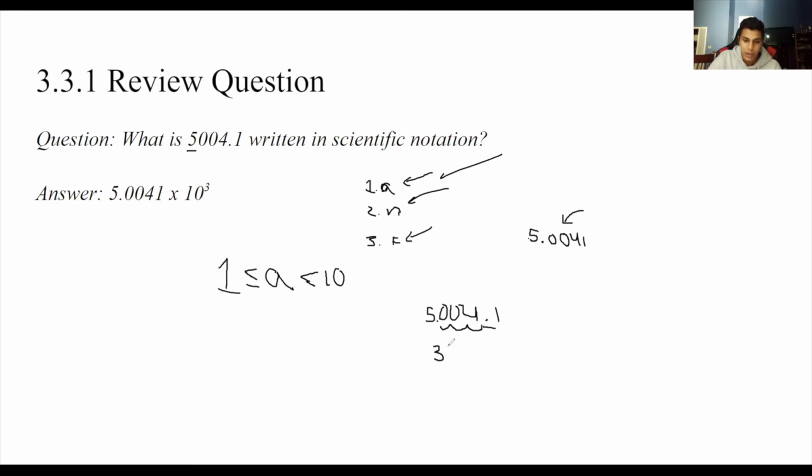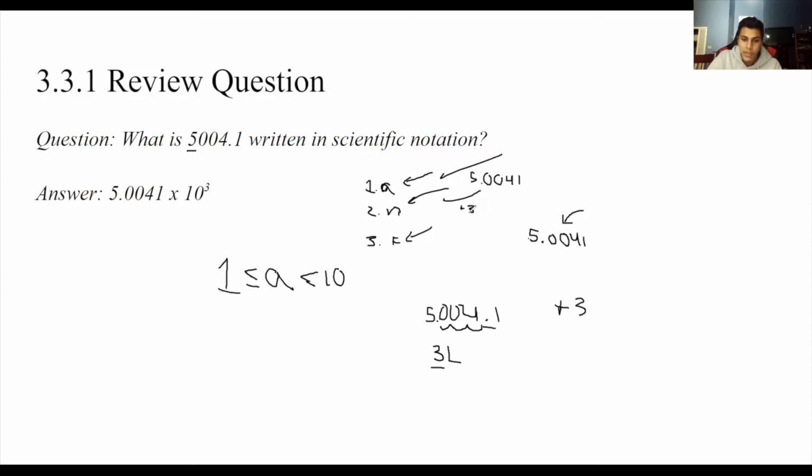Now, when you shift to the left, if you remember, that means your value of n is going to be positive. When you shift to the right, it's negative, and when you shift to the left, it's positive. So my value of n is going to be positive. And since I shifted it 3 times to the left in order to get it to 5.0041, then it's going to be a positive 3 because I shifted it 3 times. So my value of n is a positive 3. So a is 5.0041, and I'll check n off, and n is positive 3.